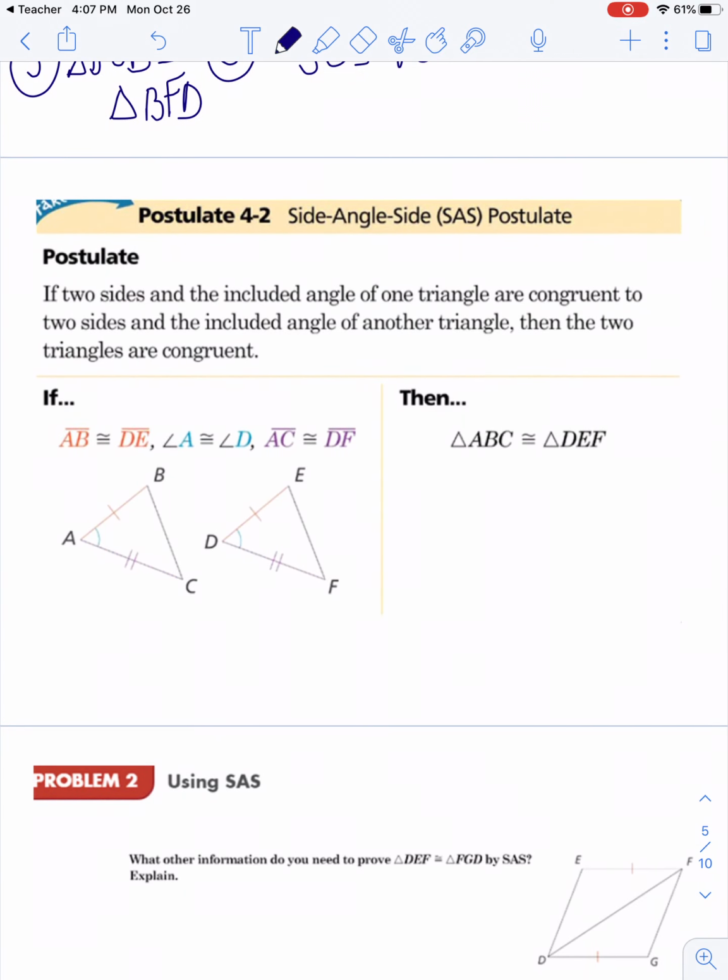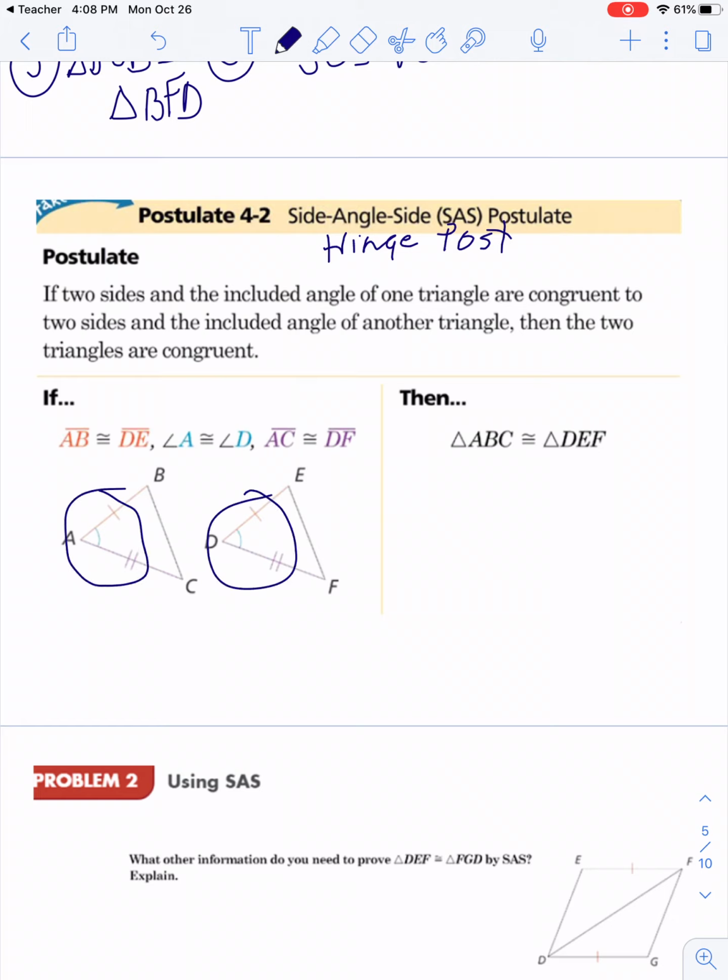On the second one then, postulate 4.2. This one's a side angle side postulate, which is sometimes referred to as the hinge postulate. Okay, whereas I've got 2 sides and the angle between them, which is almost like the hinge. If 2 sides and the included angle of one triangle are congruent to 2 sides and the included angle of another triangle, and you'll notice they're all right next to each other.